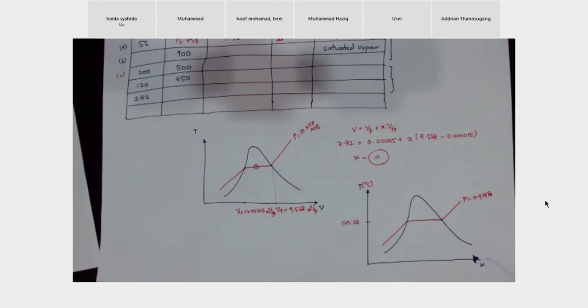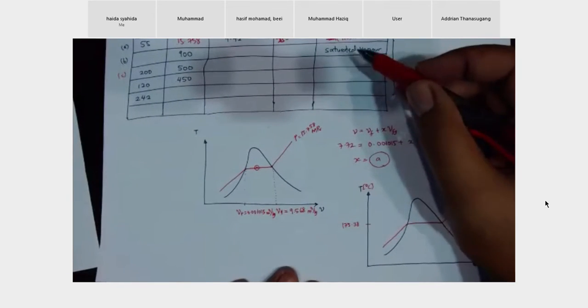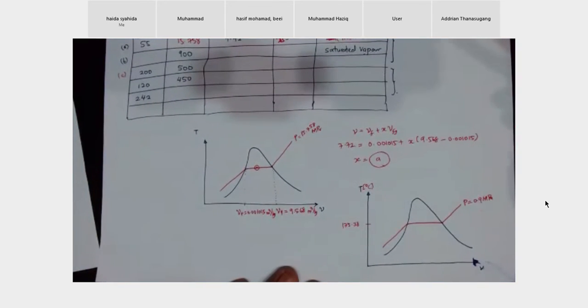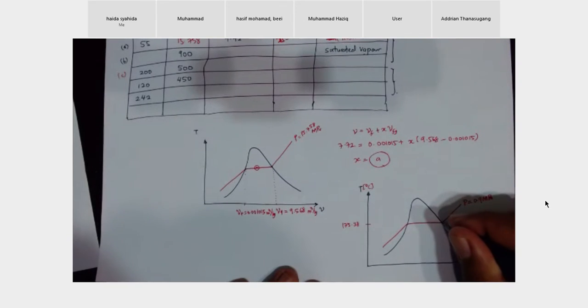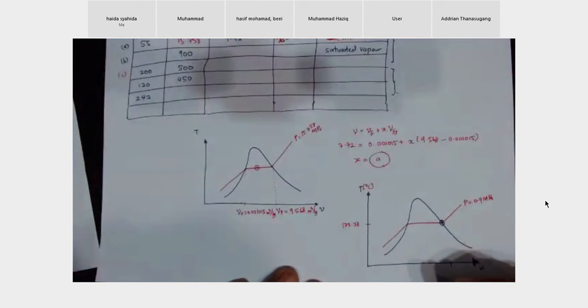Right. And they say what? They say the phase is what? Saturated vapor. Yang tadi so kita cari, they want you to find what is a phase. Now they give you phase. So bila they give phase lagi straightforward. So this is saturated vapor. So the value of V is what? V is the value of Vg. Kan? Bukan di saturated vapor.